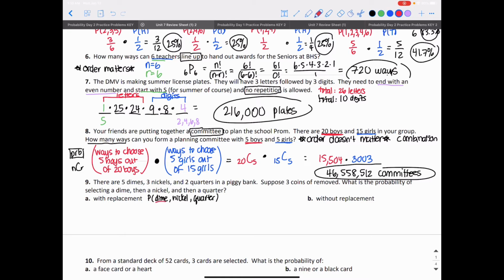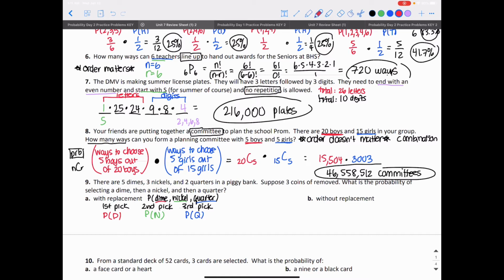So I'm going to do the probability of a dime to start. And sorry, this is with replacement, which means after I take the first coin out, I'm going to put it back. The independent events that I have here are the first pick, the second pick, and the third pick. And I want to know the probability of, on the first pick, getting a dime, on the second pick, getting a nickel, and on the third pick, getting a quarter.